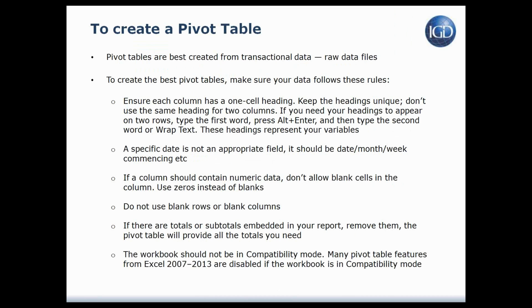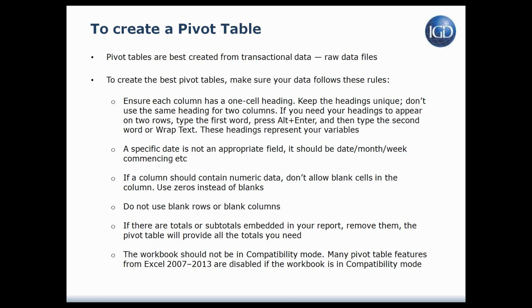If there are totals or subtotals within the data that you've got, they need to be removed. The pivot table provides all the totals that you need, so that if you've got subtotals or totals in there, they'll end up being double counted. So again, it's just the raw data that you need to have. As lots of people are working across different versions of Excel, you'll often find files open in compatibility mode. Make sure they're not in that mode and you've got one saved for the current version of Excel that you're using. A lot of the pivot tables that have come on since 2007, the functions won't work properly if they're in compatibility mode.